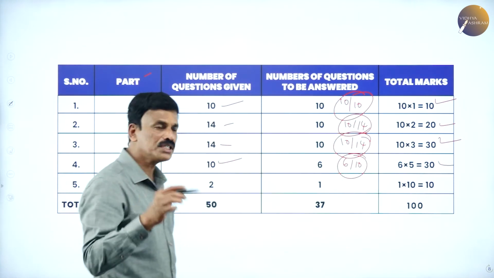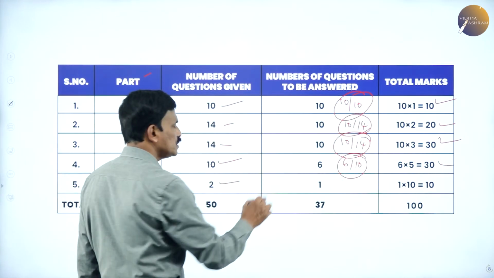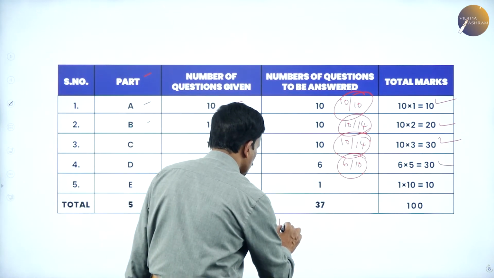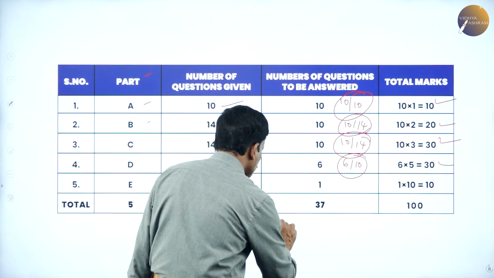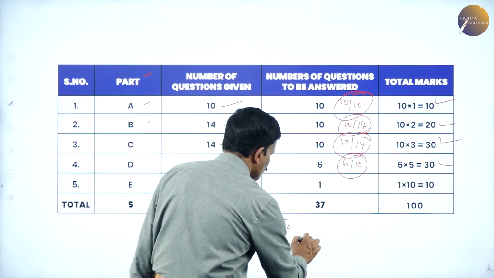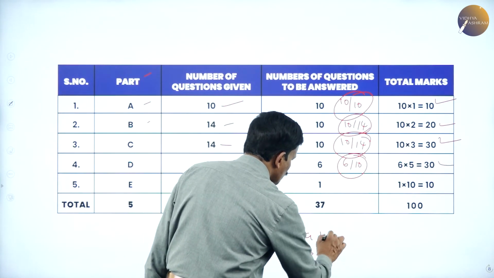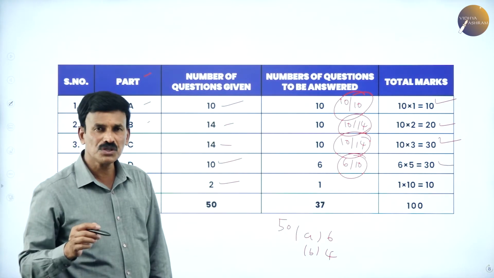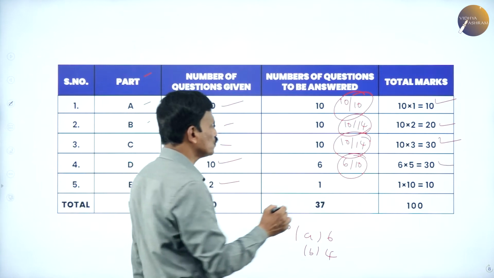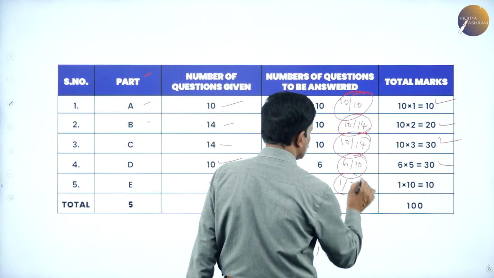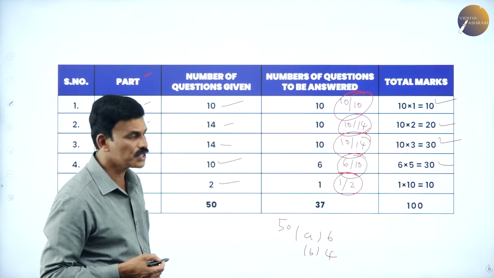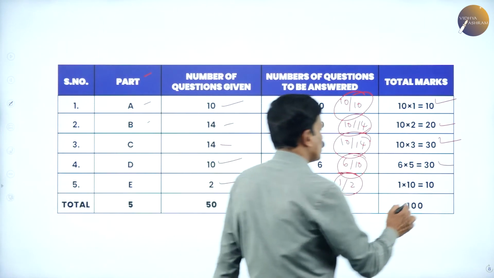And the last part is part E. In part E we have 2 questions. So one question followed by 2 sub questions, like for example, if it is question number 50, you will get A and B. For A it is 6, for B it is 4. 6 plus 4 is 10. You are going to answer 1 question out of 2 questions. So there are 2 questions, in that you are going to answer only 1 question, one 6 marks and one 4 marks. Totally the marks for part E is 10.